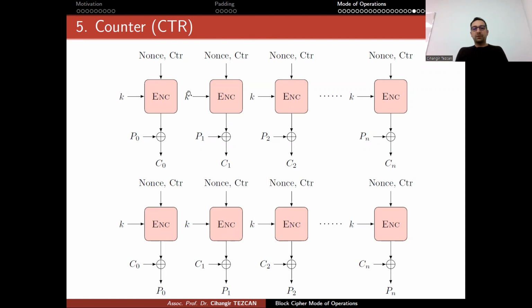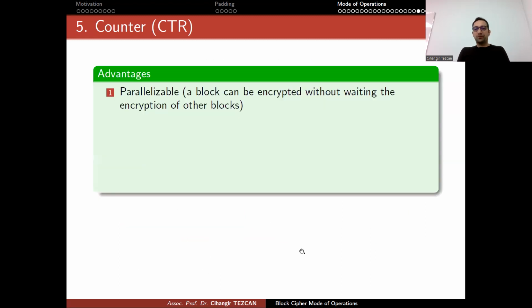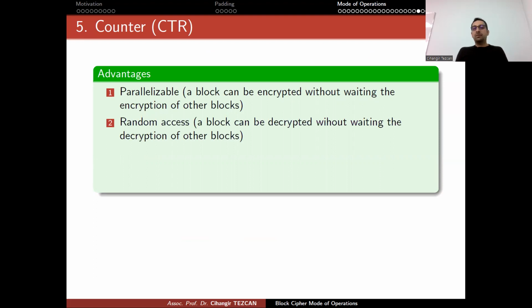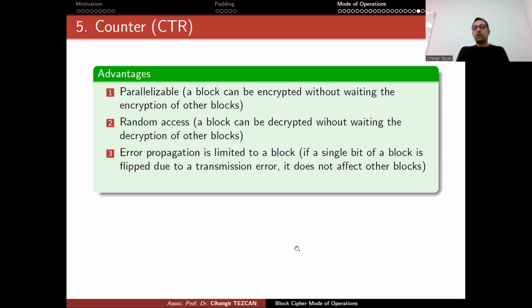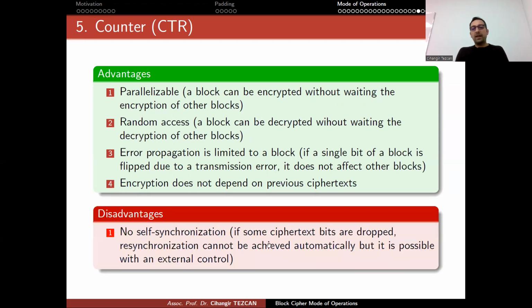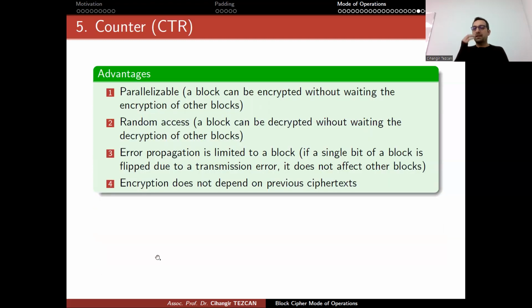So the decryption is almost identical. I changed the places of P_i and C_i. So it is fantastic, and everything works fine, okay? Advantages: parallelizable. A block can be encrypted without waiting for the encryption of other blocks. Random access. A block can be decrypted without waiting for the decryption of other blocks. Error propagation is limited to a block. If a single bit of a block is flipped due to a transmission error, it does not affect other blocks. Encryption does not depend on previous ciphertext. And the only disadvantage is that there is no self-synchronization, which we weren't expecting to have anyway.